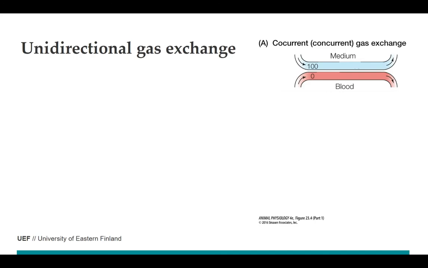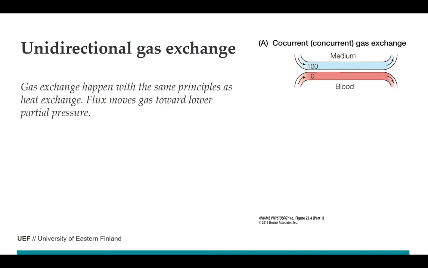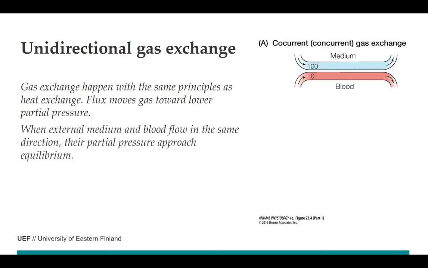So if we have a co-current gas exchange, it works on the same principle as the heat exchange we had in the previous weeks of the videos. So when the flux of the gas and the blood is going in the same direction, if we assume that in the beginning, for example in the gill, there is no oxygen available at all, then there is a flow of oxygen from the medium to the blood.